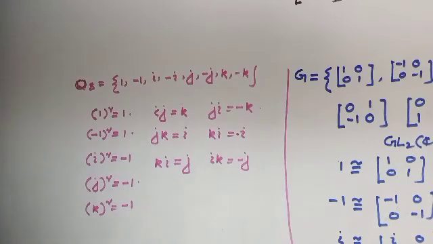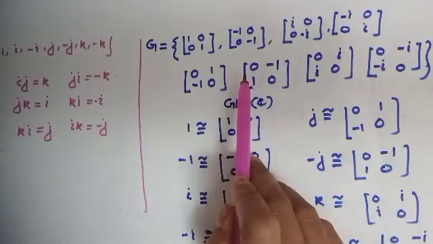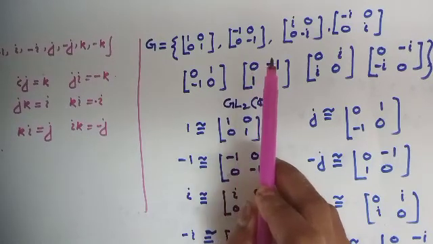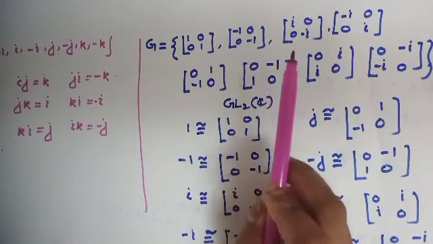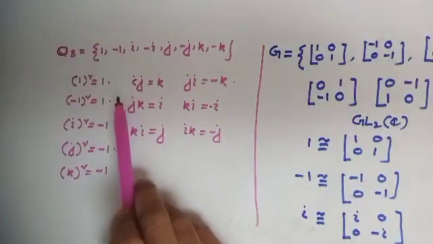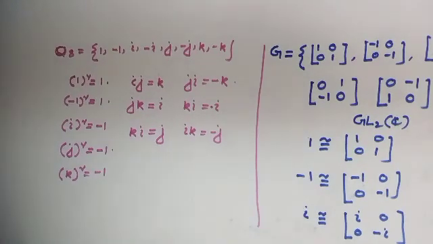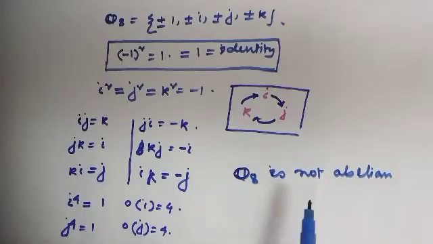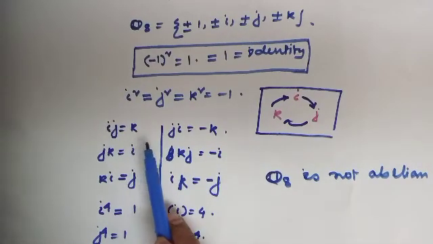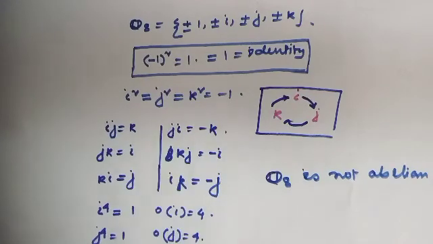So what is the conclusion? Q8 and this set are similar. So the subset which satisfies these operations will be the same as the group Q8. Are you getting it? Okay. And this group Q8 is not abelian, because i times j equal to k, but j times i equal to minus k. That means the elements here do not commute. So Q8 is not an abelian group.